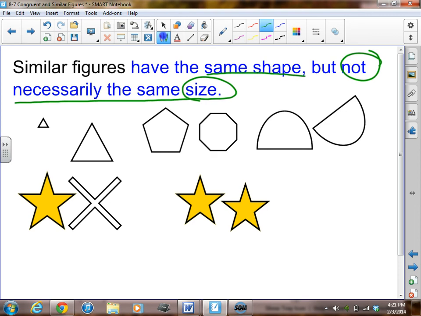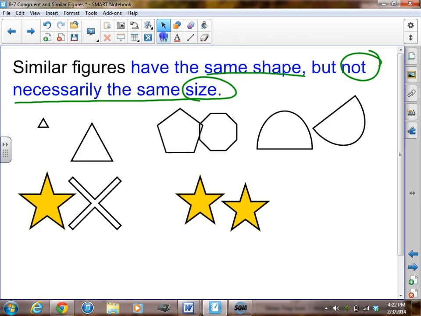Okay, so let's look at these first two figures here, the triangles. Now I see that they're both triangles, and they both appear to be equilateral triangles, where each side is the same length, and the angles have the same measure. But they're not the same size. But you know what? That's okay, because as long as they're the same shape, they are similar. Now, are these shapes congruent? No, they're not, because in order to be congruent, they have to be the same size as well. But these two are similar.